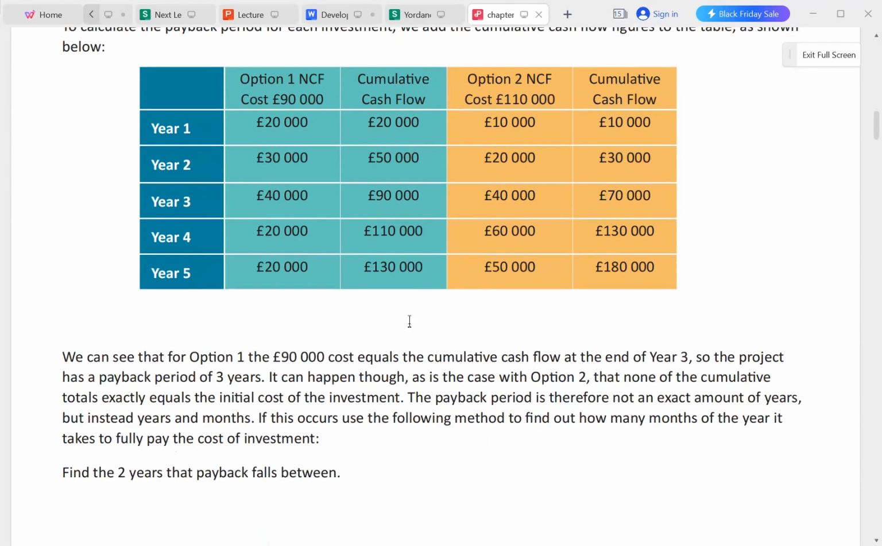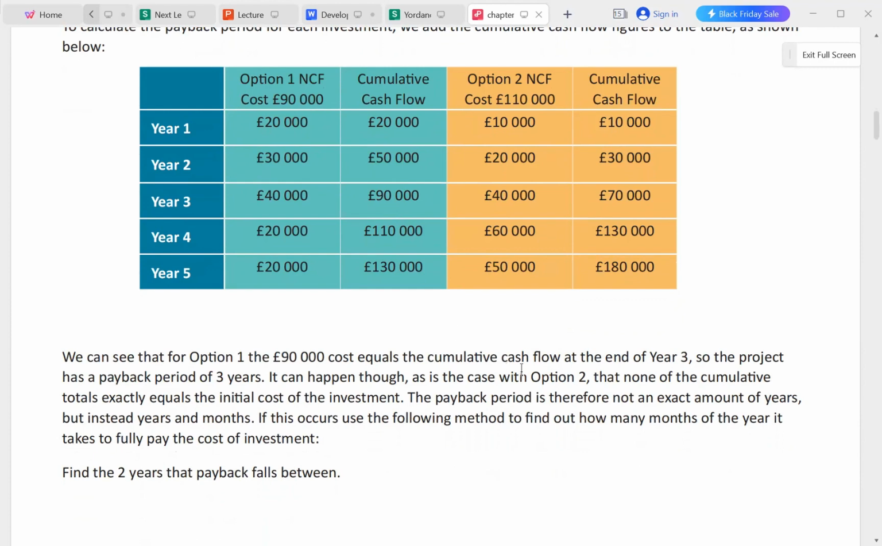So we can see that for option 1, the 90,000 cost equals the cumulative cash flow at the end of year 3, so the project has a payback period of 3 years. So when you see that in the third year on the 90,000 investment, we have already paid back what we invested, we got it back. So here is the first option we are comparing. Then we also have the second scenario here.